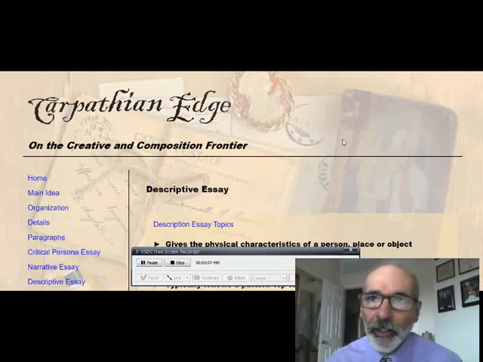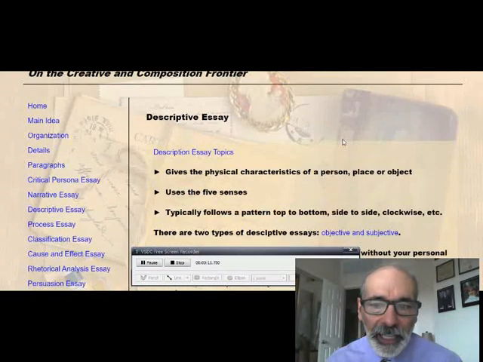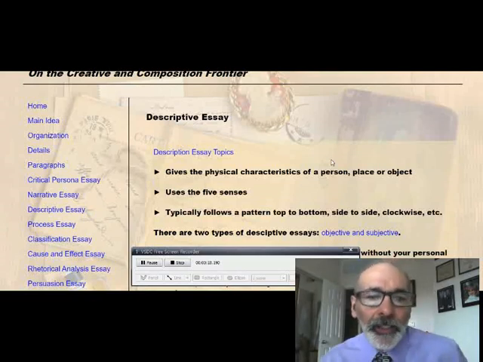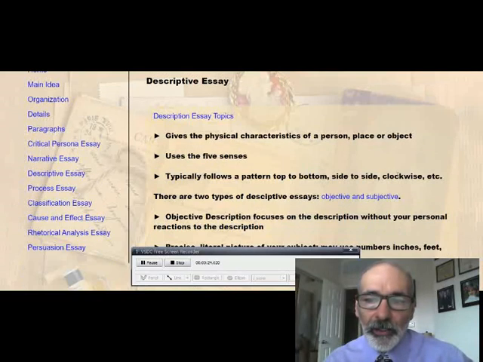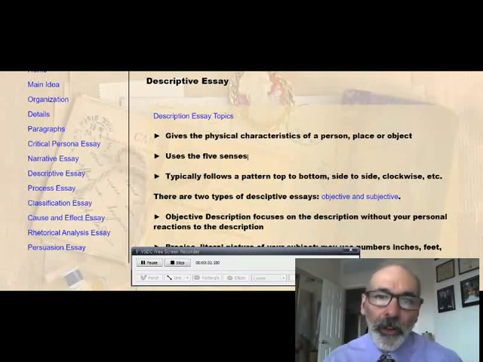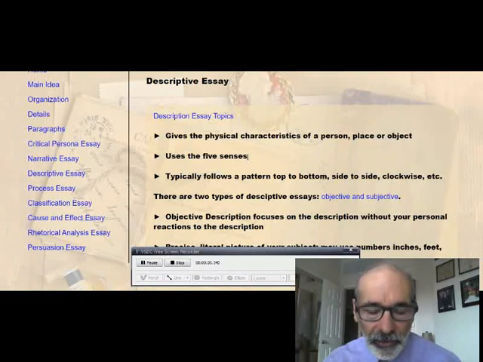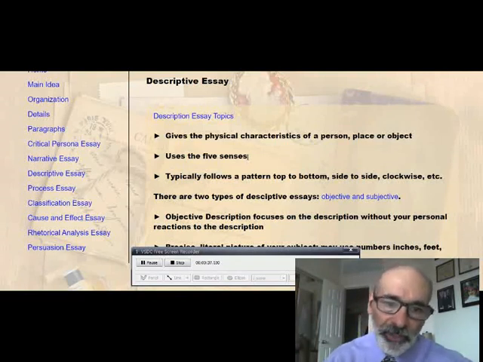It is kind of a cloudy day here in Plainview, so today, guys, we're going to be taking a look at the descriptive essay. The descriptive essay gives the physical characteristics of a person, place, or object, and it uses the 5 senses. It may not use all of the 5 senses, but it's going to use some of them.